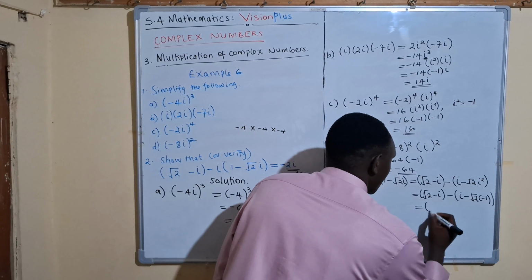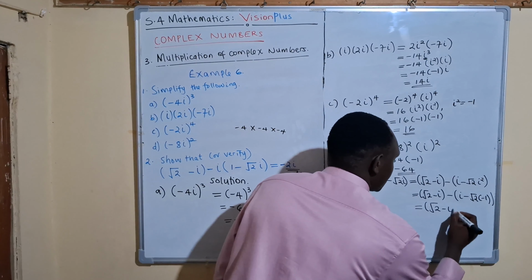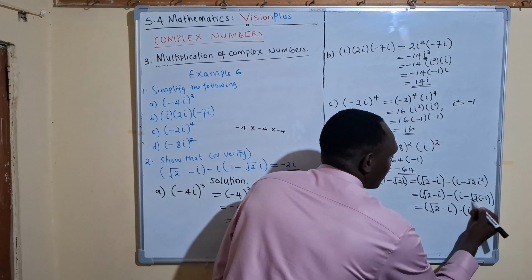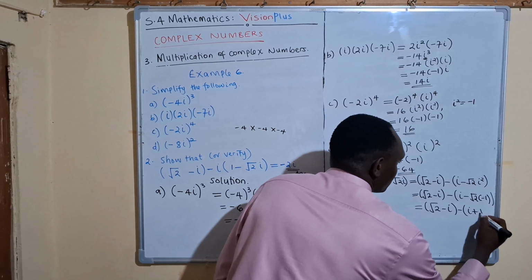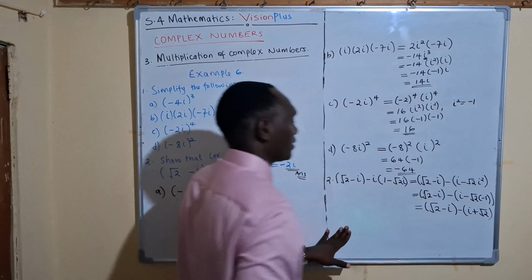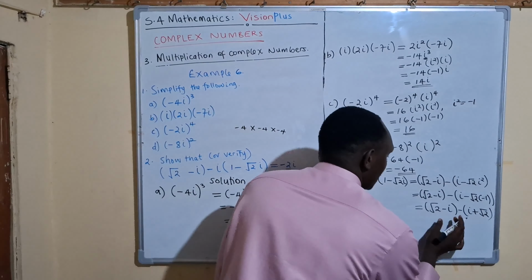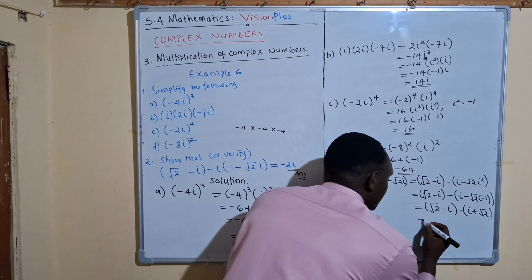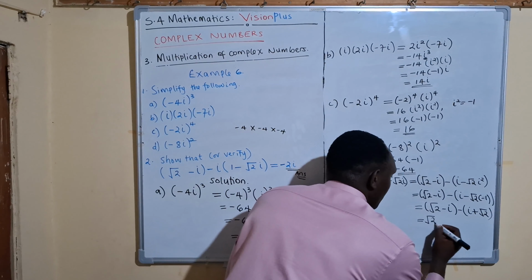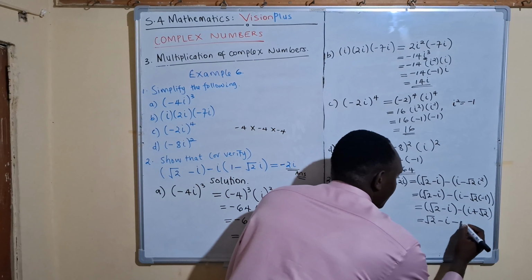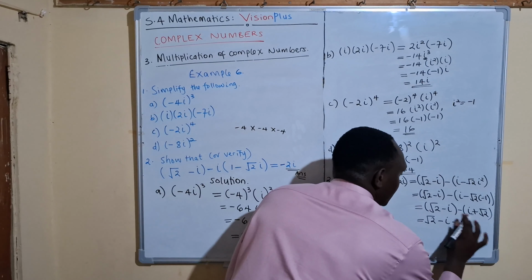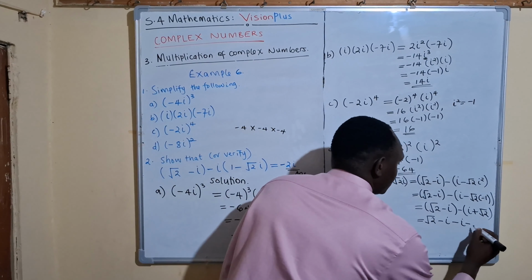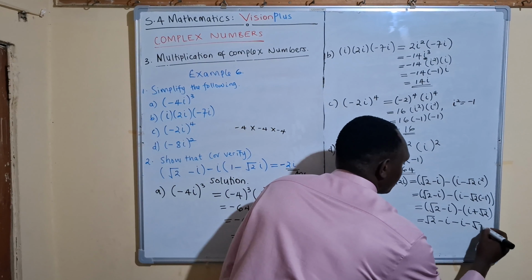And when we proceed here, we shall have root of 2 minus i minus open bracket i, negative 1 times negative root 2 to give us a positive root of 2. And then when we continue further, now we're just subtracting, so we're subtracting two complex numbers. So we can now get rid of the bracket. This is the same as root of 2 minus i minus i. Negative times positive is negative, so here it will give us a negative root of 2.